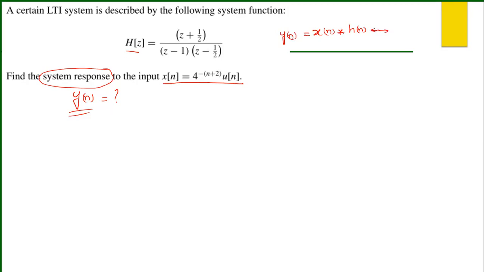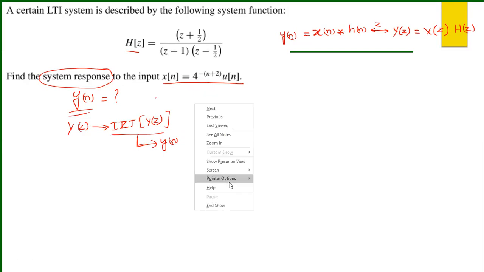Convolution in time domain results in product in frequency domain, as well as product in z domain also. So Y of z equals X of z into H of z. So what is the question they gave? Y of n is asked. That means first we need to find Y of z. From that we need to apply the inverse Z transform for Y of z, and we will get y of n. So you need to have the basic idea how to apply the Z transform for the given signal, and how to apply the inverse Z transform for the signal.